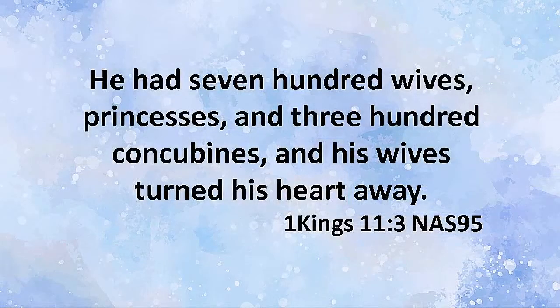So we see that in verse 3, this really ramps up through the early years of his life. By the time we get towards the end of his life, he had 700 wives, princesses, and 300 concubines, and his wives did exactly what God warned they would do. They turned his heart away from God. He became so consumed with meeting the needs and the wants and the expectations of his wives that at the end of his days, he had no time to serve God.